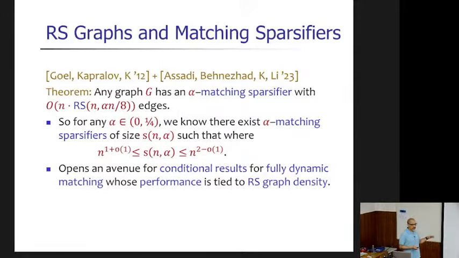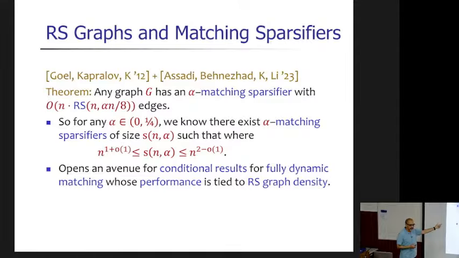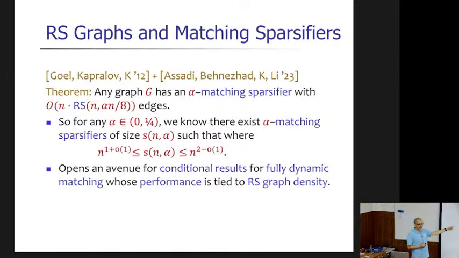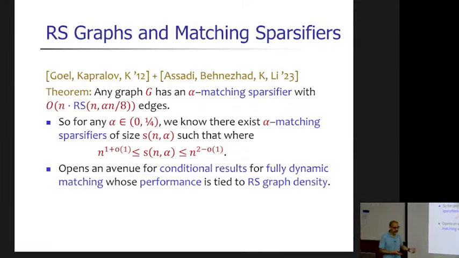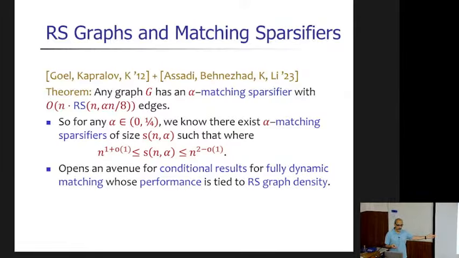So what does this tell us? It tells us that if you're looking at figuring out the size of these alpha matching sparsifiers, then that quantity is sandwiched somewhere between n to the 1 plus small o of 1 and n to the 2 minus small o of 1. This gives hope for conditional results. Suppose that the quantity s of n comma alpha, which is the size of an alpha matching sparsifier, is close to n to the 1 plus small o of 1. Then if we feed such a sparsifier into the Gupta-Peng algorithm, it will give us n to the half plus small o of 1 update time. So that seems at least a promising avenue for conditional results.